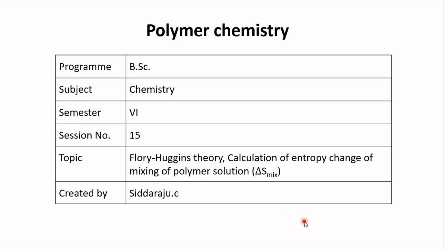In the last class, I was explaining about the calculation of thermodynamic parameters using simple lattice model. As we came to know, the simple lattice model was based on a lot of assumptions which we cannot use for real solutions like polymer solutions. So to overcome the drawbacks of simple lattice model, we are considering Flory Huggins theory. In this session, I am going to explain about the Flory Huggins theory and how to calculate the entropy change of mixing of polymer solution using Flory Huggins theory.